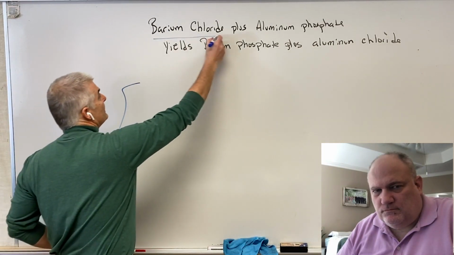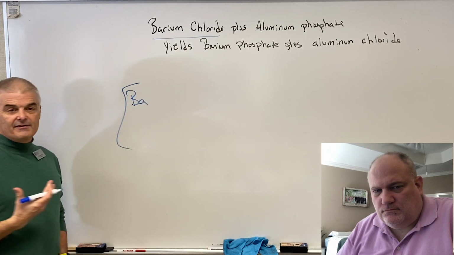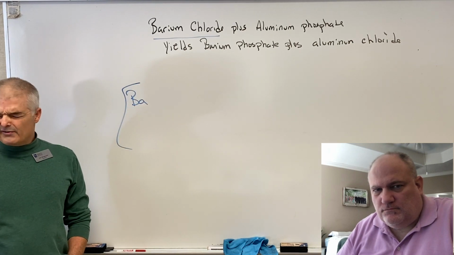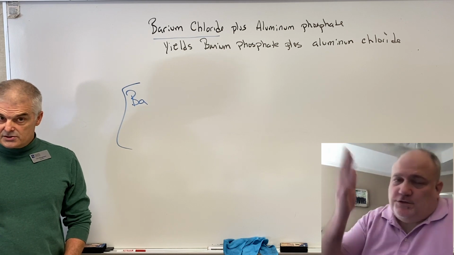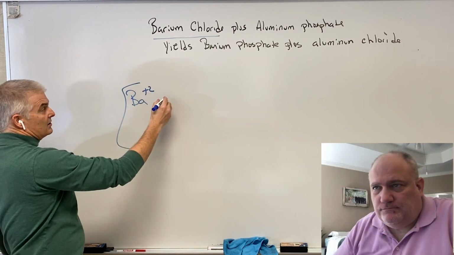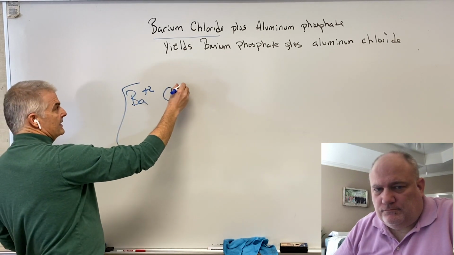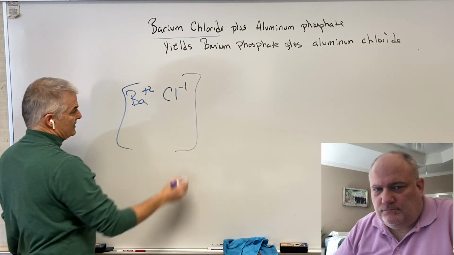We have barium and chloride. So I'm going to write the symbol for barium, Ba, and I need to find the charge of the barium. We find barium in column number 2, so its charge is +2. And then we're going to write chloride, and that's going to be Cl, last column, -1. All right, put brackets around this.